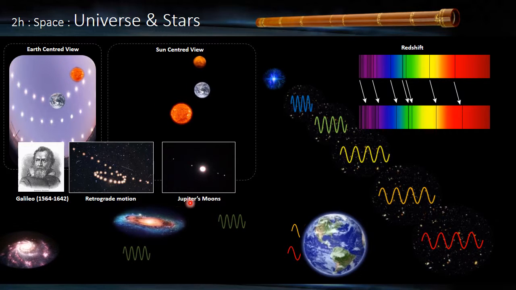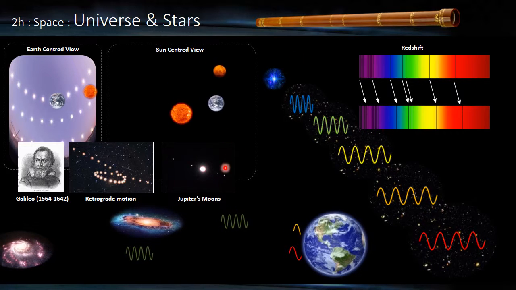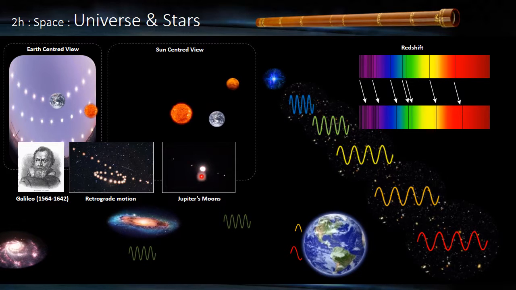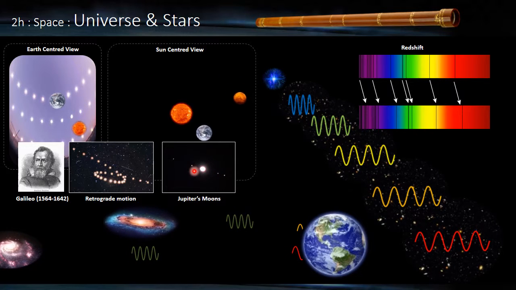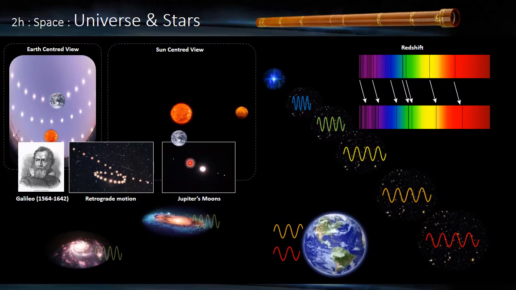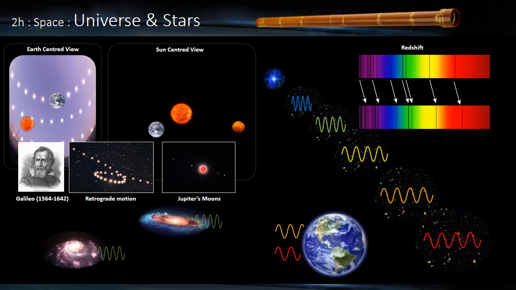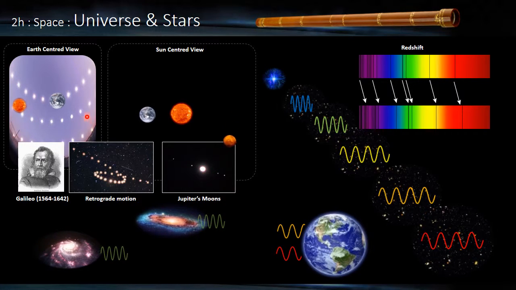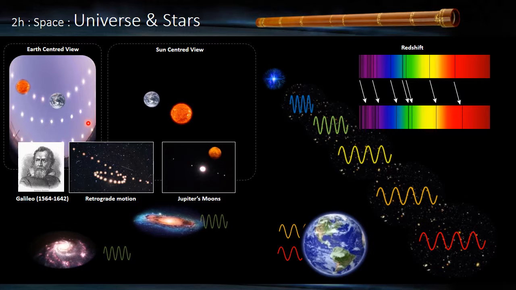Galileo also saw Jupiter's moons in his telescope, which is like a mini solar system. So if we have something orbiting around something other than the Earth, very obviously this again began to challenge the idea of the Earth being at the centre of things.